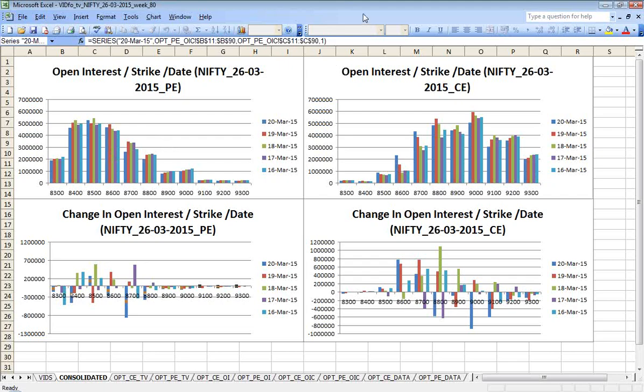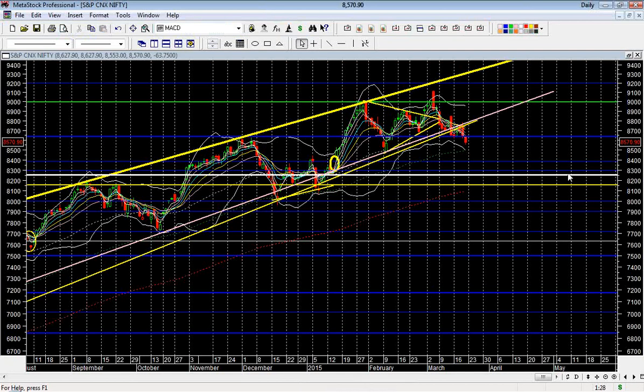Are there any questions? So one of the things you could do with this actually on Monday morning is if we put up the chart, you can see that it's clearly broken the trend line, it's broken the support line, and we have the 50-day moving average right there.